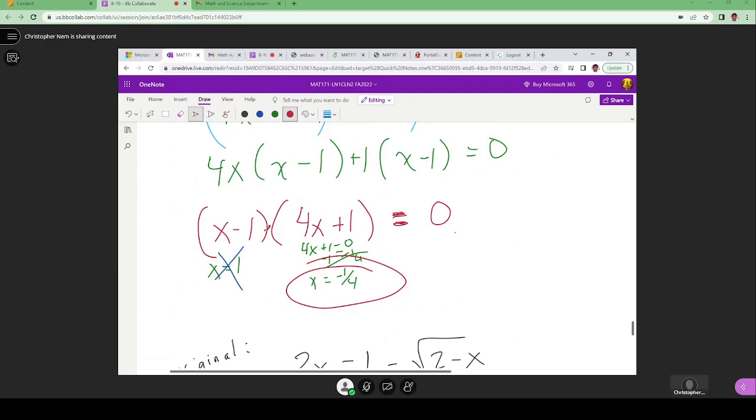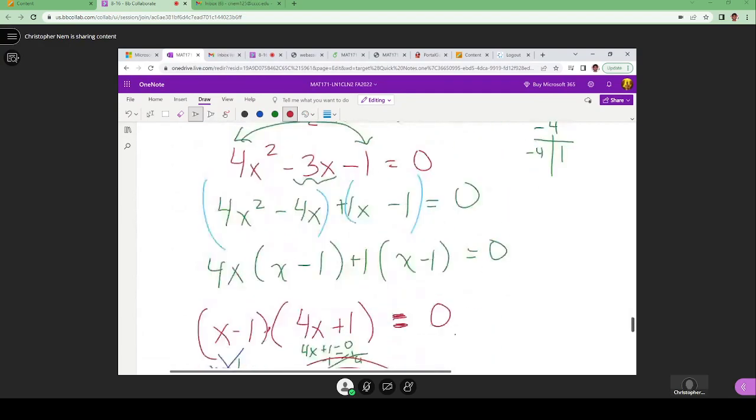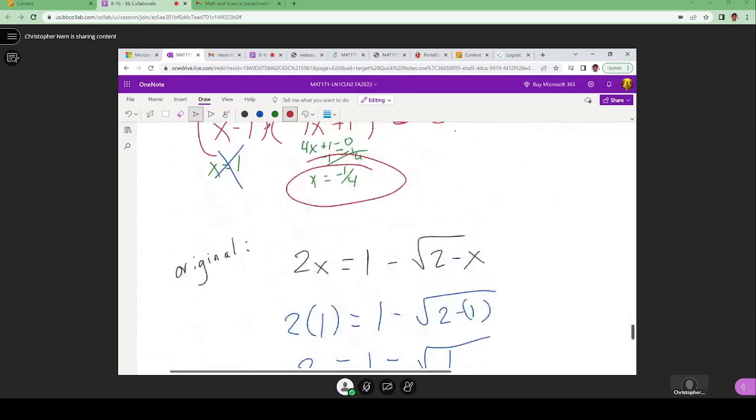So you do have to check if your answers work or not. These are what we call extraneous solutions if they don't work. You get the solutions for your math, but then unfortunately they mess up the domain of the original equation.